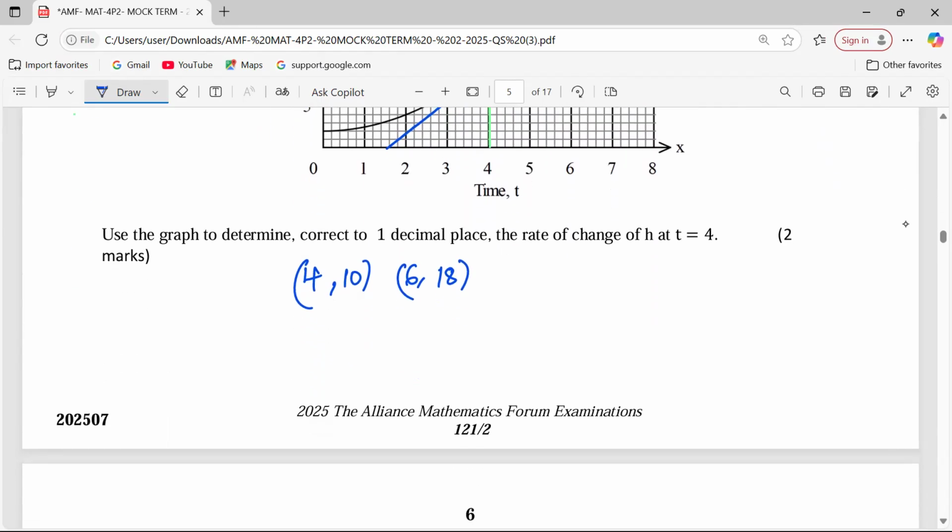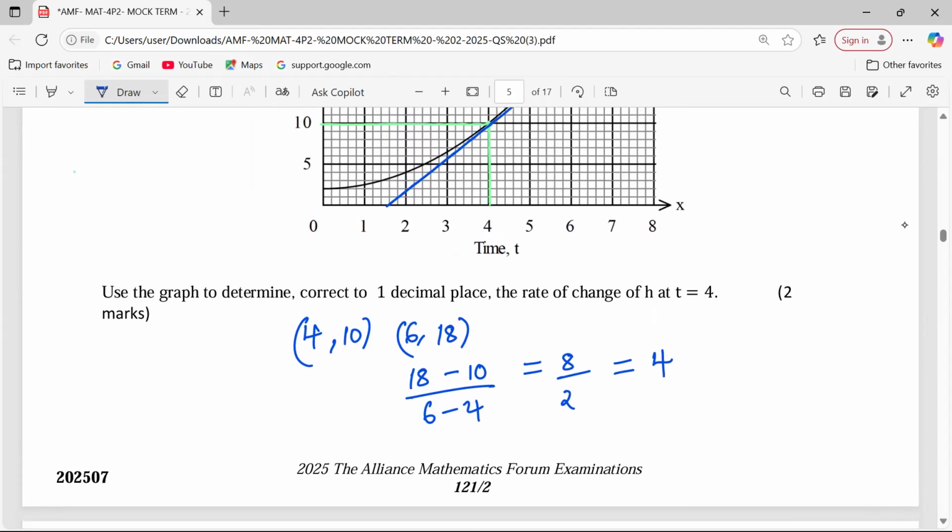The gradient shall be our rate of change. So the gradient shall be 18 minus 10 divided by 6 minus 4. So this is 8 out of 2. This is exactly 4. So the rate of change is 4.